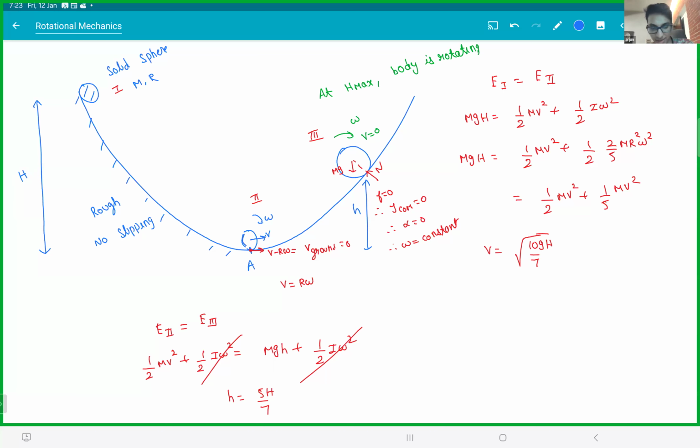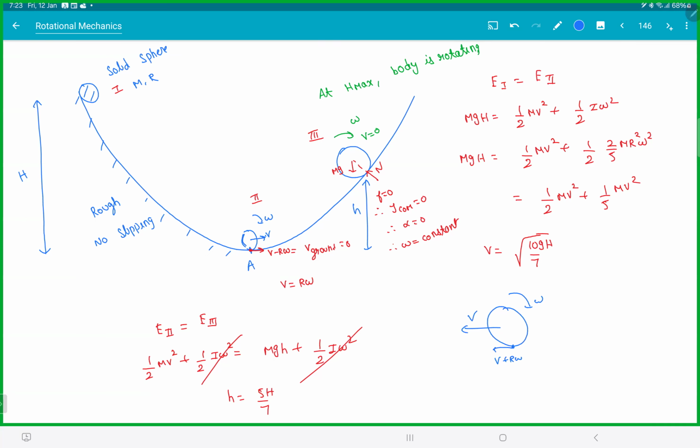Basically, after this it's rotating in the opposite direction, that is weird, right? Because look, what will happen now? Omega will be this way, but V will be this way. At the bottommost point, velocity is V plus R omega now. It will skid.